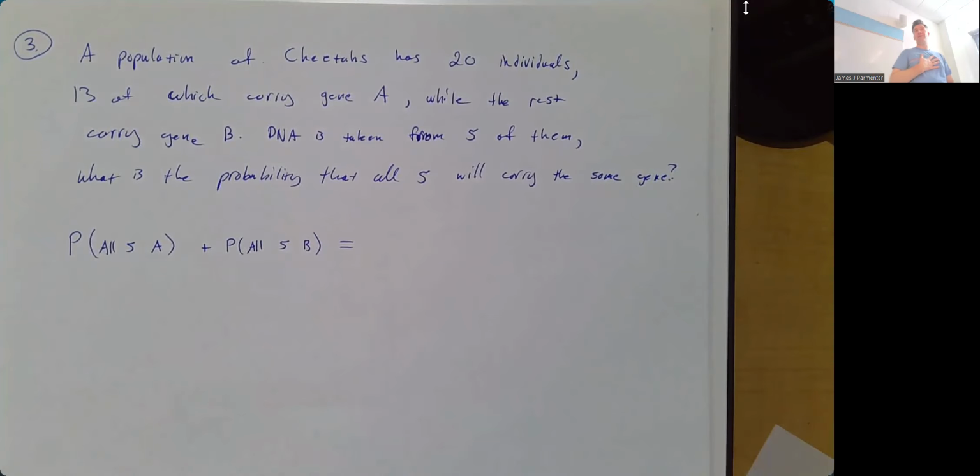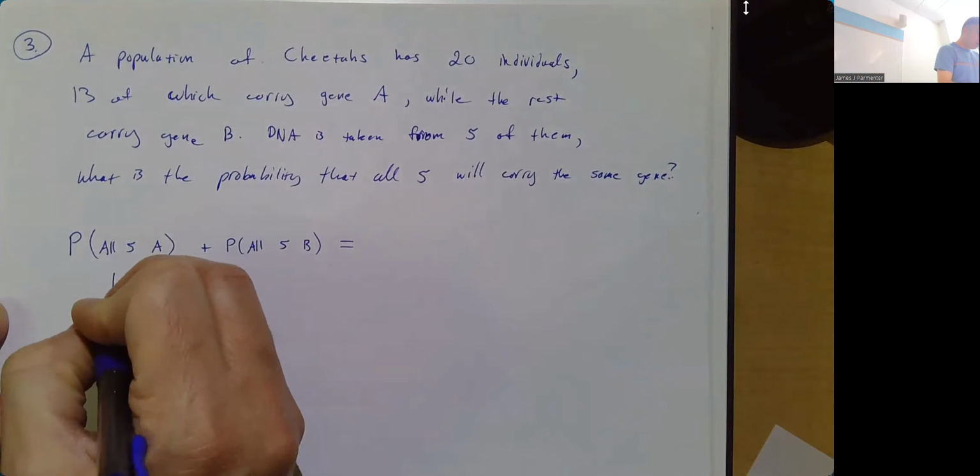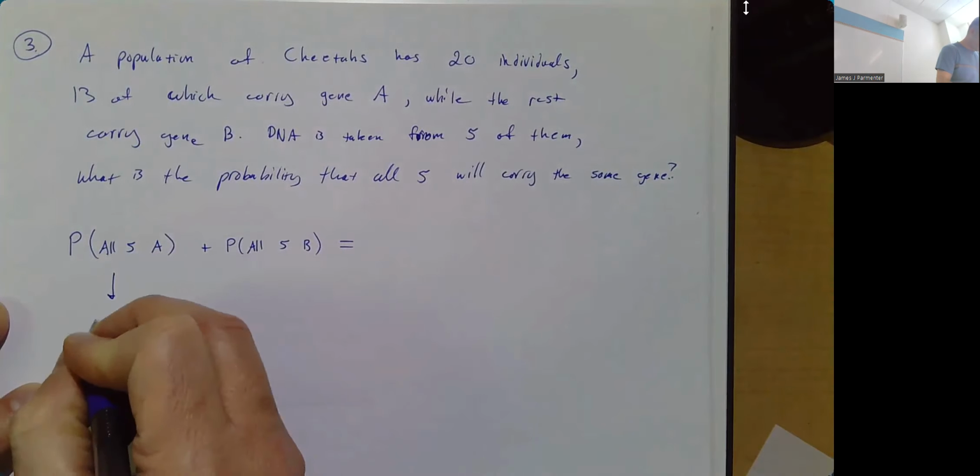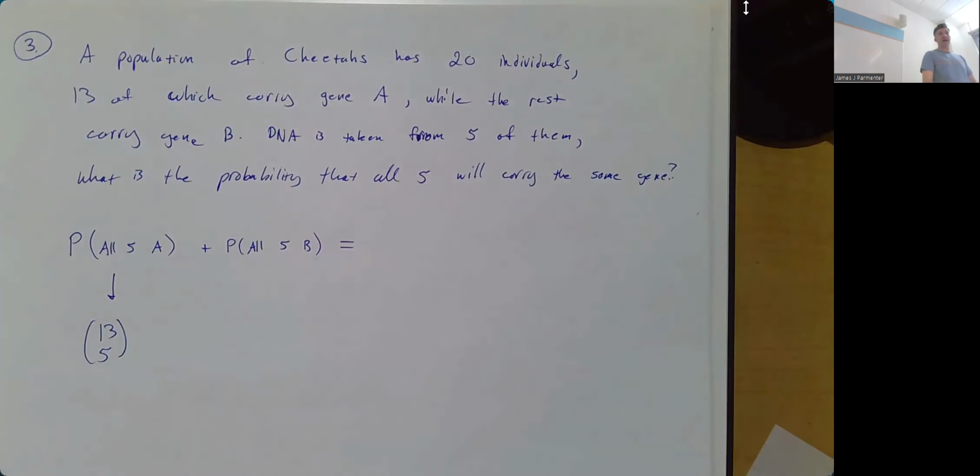I said the word pick, but there's another word you might think of. There are 13 choose 5 ways of picking 5 cheetahs that have gene A. I can pick the first 5, the first 4 and the 6th one, the first 4 and the 7th one, and on and on. There's a lot of different ways we could pick the 5 cheetahs that have gene A.